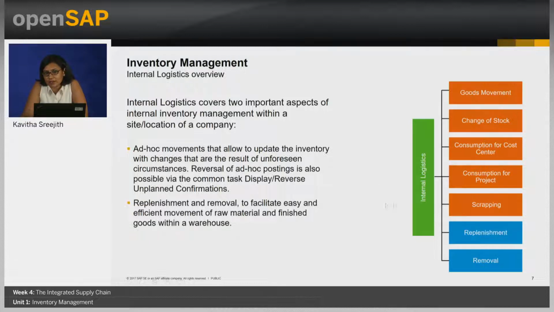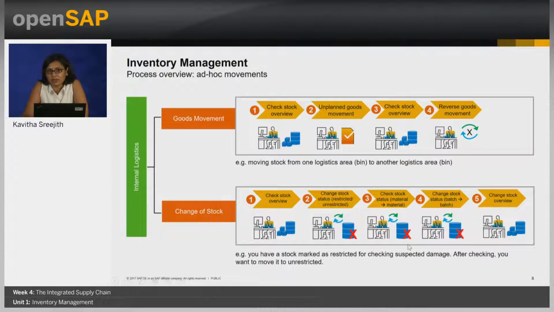The second set of activities or tasks facilitates easy and efficient movement of raw materials and finished goods. Typically, replenishment and removal are used in production processes, but they can also be used to facilitate logistics processes within a warehouse. The process steps for these activities based on an example for each will help us understand them better.